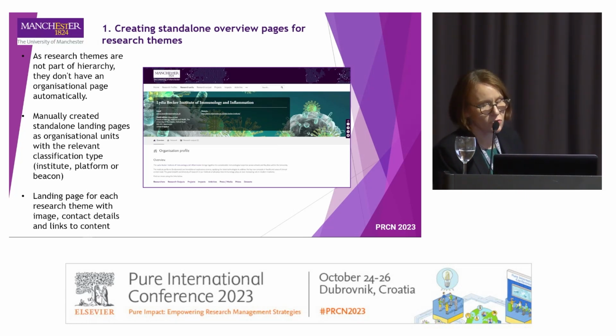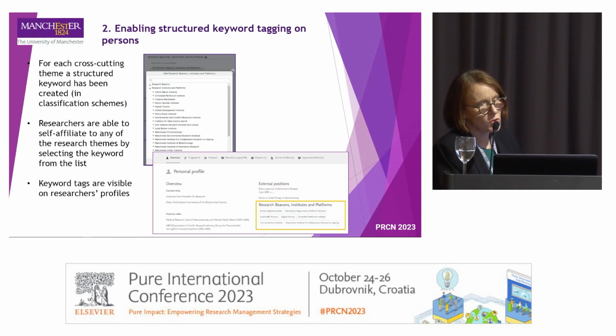And they also have links, as you can see at the bottom, and I'm going to explain how these links work. So as a second step, we enabled structured keyword tagging on persons. For each of the cross-cutting themes, we set up a structured keyword in classification schemes, and researchers can use the relevant ones from the list that I've shown on this slide and self-affiliate to any of them.